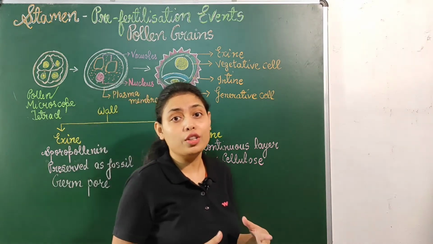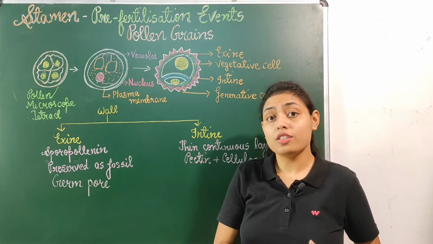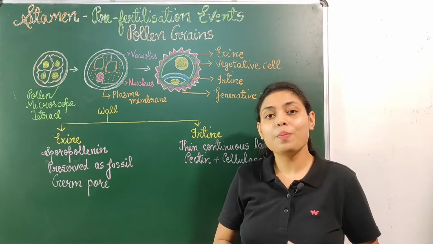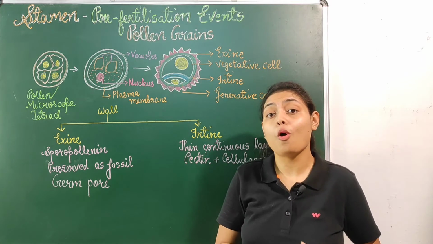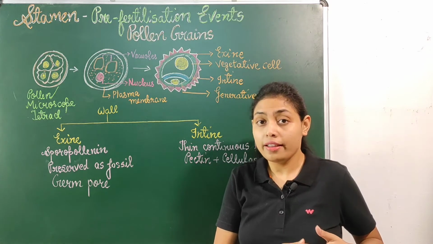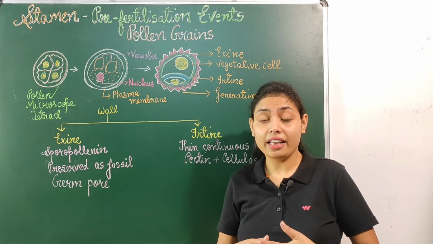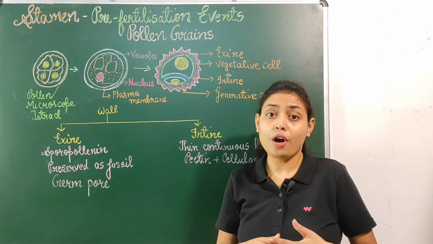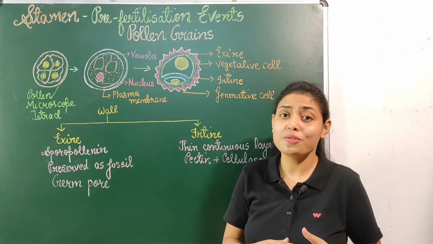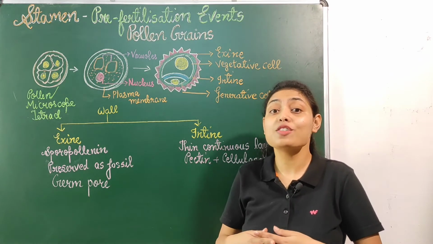Now let us see the function of these walls. First of all, the exine wall which is present on the outer surface has a main function of protection. It is made up of a substance called sporopollenin. Sporopollenin is a special organic substance that can resist high temperature, acid, alkaline, and there is no enzyme found so far that can digest sporopollenin. Just because of this reason, pollen grains are stored as or referred to as fossil.